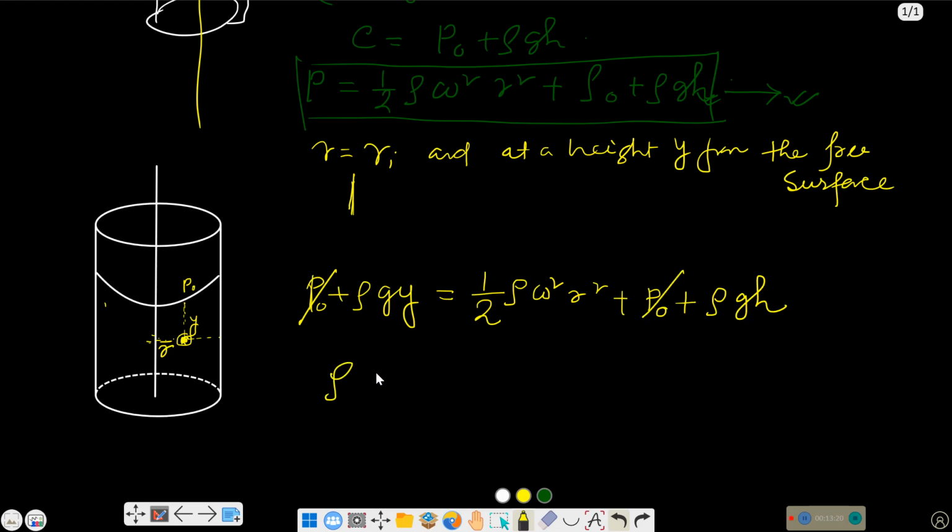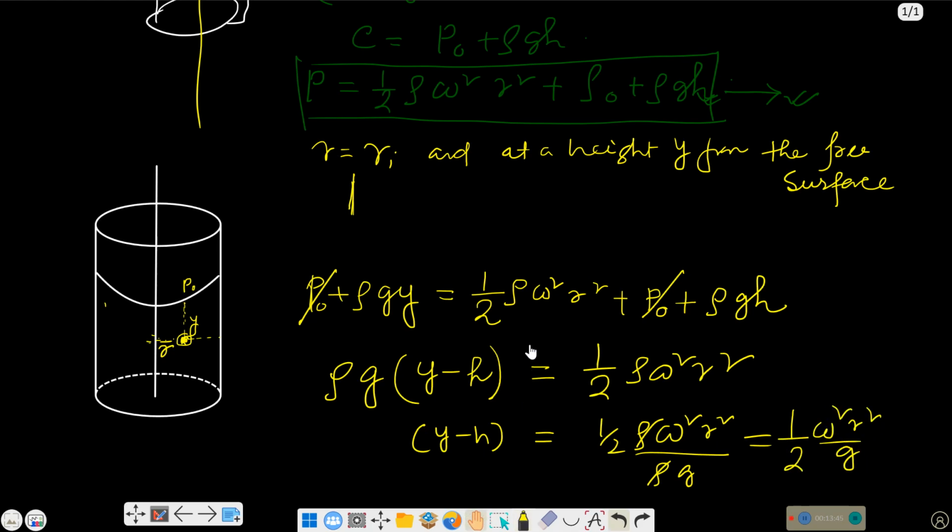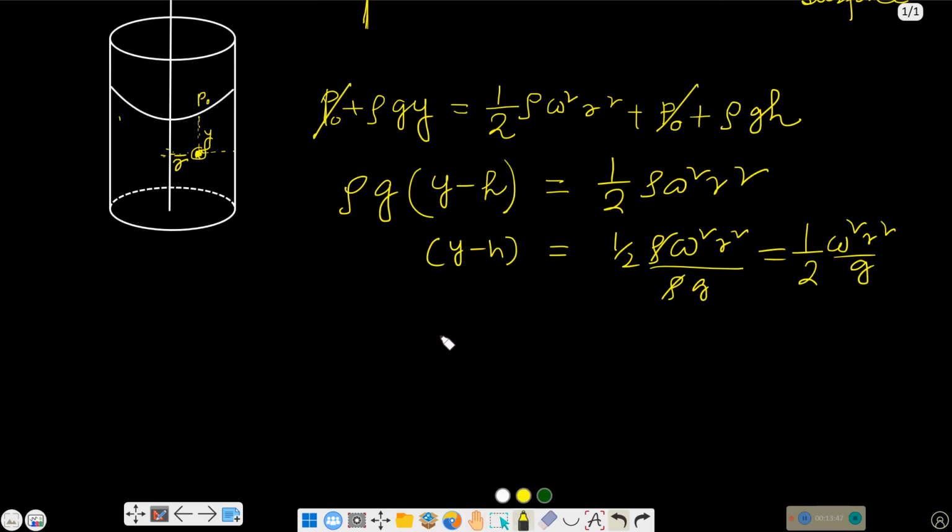If you take rho g common, y minus h is equal to half rho omega square r square. So we are left with y minus h is equal to half rho omega square r square divided by rho g. So we are left with half omega square r square by g. Okay, so this is your equation of the surface. It is parabolic again: half omega square r square by 2g.